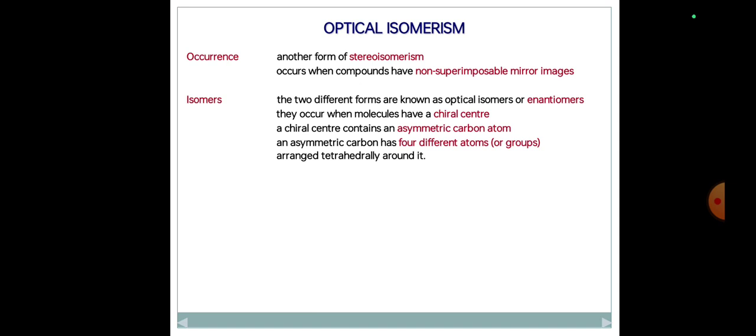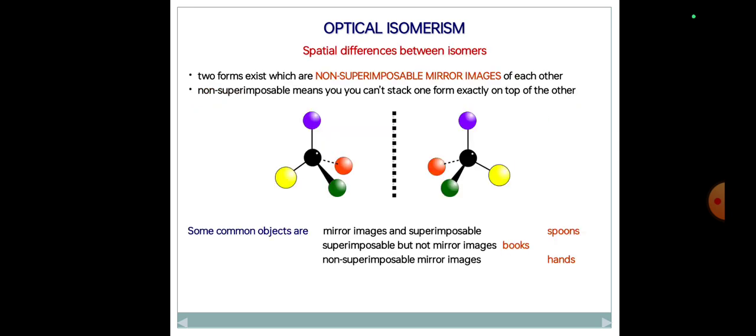It is another form of stereoisomerism. It occurs when compounds have non-superimposable mirror images. The two different forms are known as optical isomers or enantiomers, and they occur when molecules have a chiral center. A chiral center contains an asymmetric carbon atom, and an asymmetric carbon has 4 different atoms or groups arranged tetrahedrally around it. Optical isomerism: two forms exist which are non-superimposable mirror images of each other.